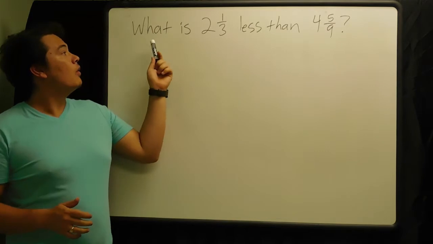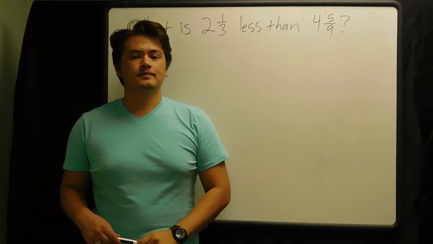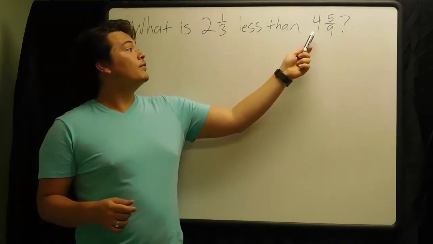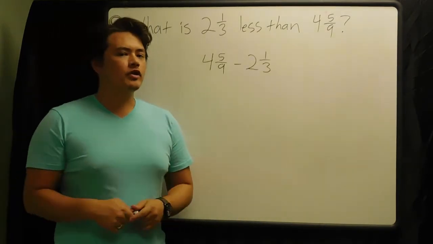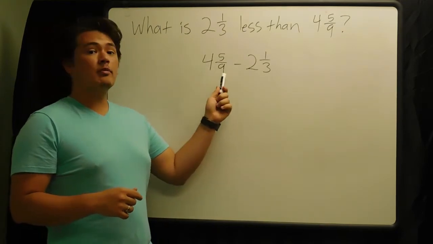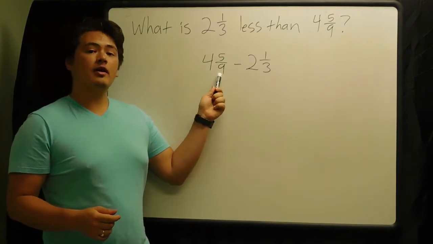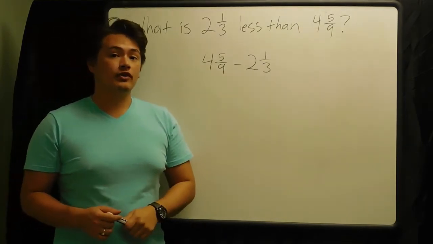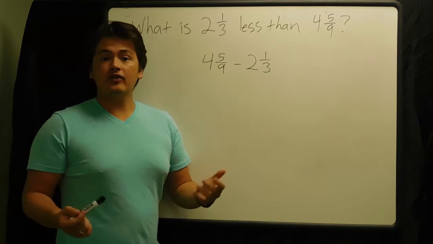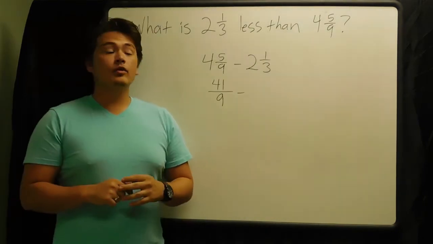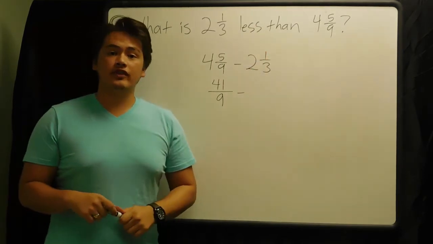This question is asking, what is 2 1/3 less than 4 and 5 over 9? So what this is saying is that it's 4 and 5 over 9 subtracted by 2 1/3. So what I'm going to do first is make these mixed numbers into improper fractions. I'm going to multiply the whole number by the denominator and then add the numerator to that result. So 4 times 9 is going to give me 36, plus 5 is going to give me 41. Then we're going to do 2 times 3, which is 6, add 1, which is 7.